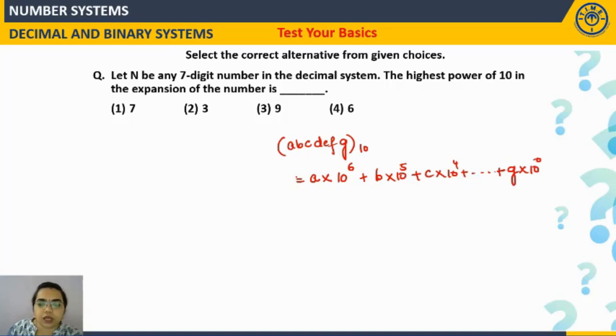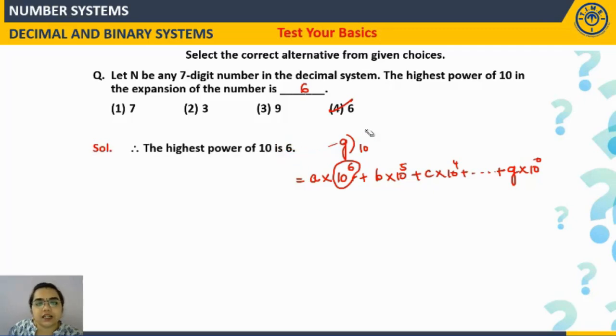Yes or not? Okay. Now what is being asked? The highest power of 10 in the expansion of the number is dash. What is the highest power of 10? Tell me. The highest power of 10 is 6. You can see that clearly. Can you? Yes. So the highest power of 10 in this particular expansion is 6. I hope you have understood how to answer such questions. Alright, let's go ahead to the next question.